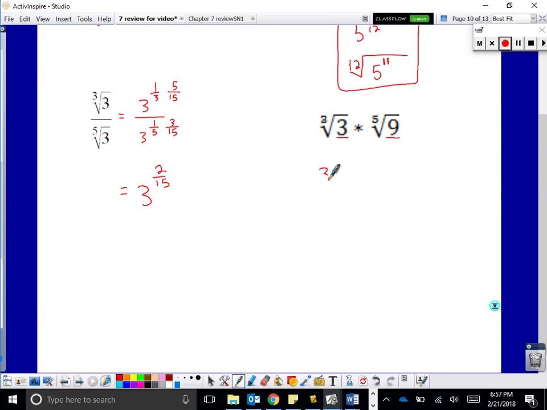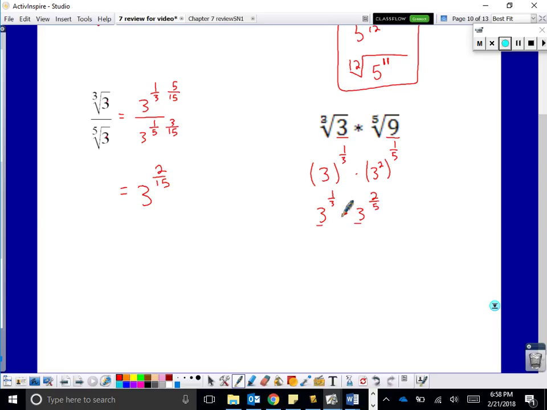So for starters, I'm going to write this as 3 to the 1/3 times 9. It can be rewritten as 3 squared, all to the 1/5. If I simplify here, I've got 3 to the 1/3 times 3 to the 2/5. And now we're in good shape.